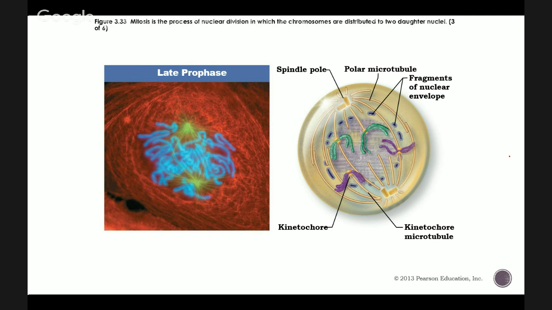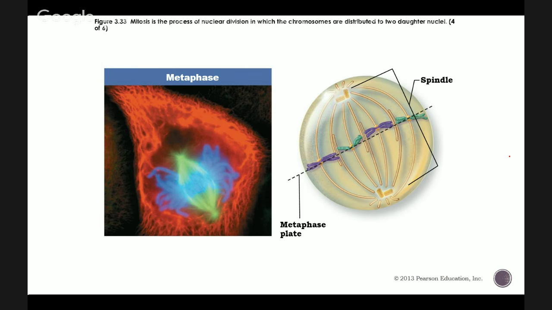So what happens is the chromosomes start to arrange themselves in a line. We have all 92 chromosomes. They line up along what we call the metaphase plate, single file. Very organized, very structured, as opposed to meiosis, which is unstructured and random.